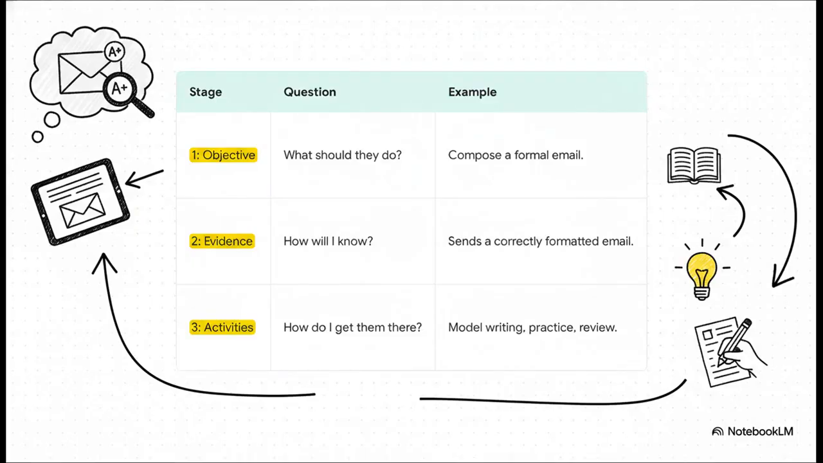Check this out. For stage 1, our objective is super specific. Compose a formal email. Simple. For stage 2, the evidence is direct and obvious. They actually compose and send a correctly formatted email. So for stage 3, the activities just write themselves. You teach the rules, you show them a model, you let them practice. See how it all flows together? It's completely logical, no guesswork involved.